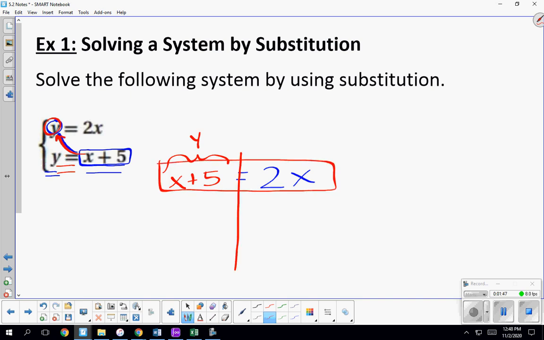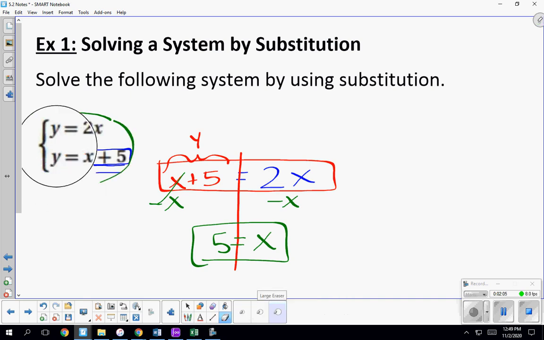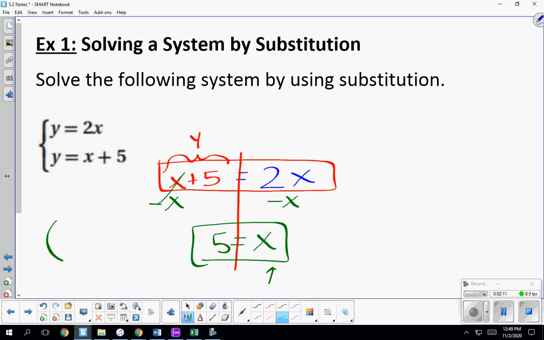And so now I can use my methods from chapter 1 to isolate the variable and figure out what x is. So I'm going to subtract x from both sides, and we're left with 5 equals 1x. And so we found the value of x. And remember, if I were to graph both of these equations, my solution would be their point of intersection. So my solution is always an ordered pair. And what we just found is the value for x.